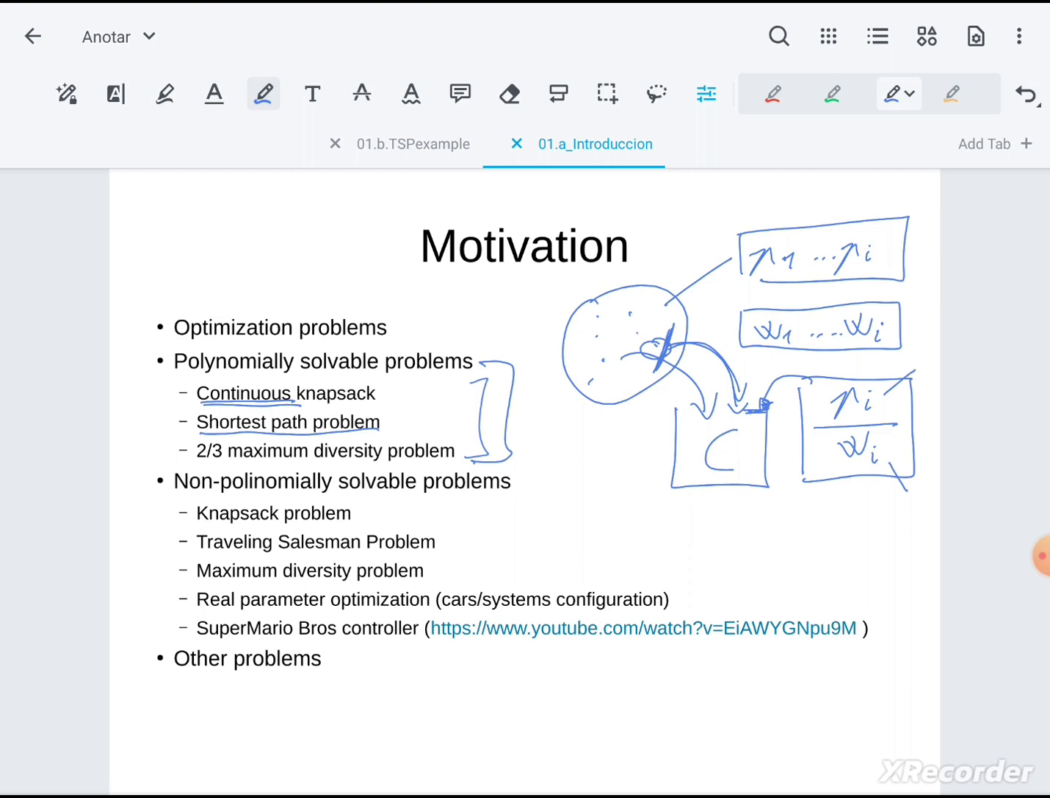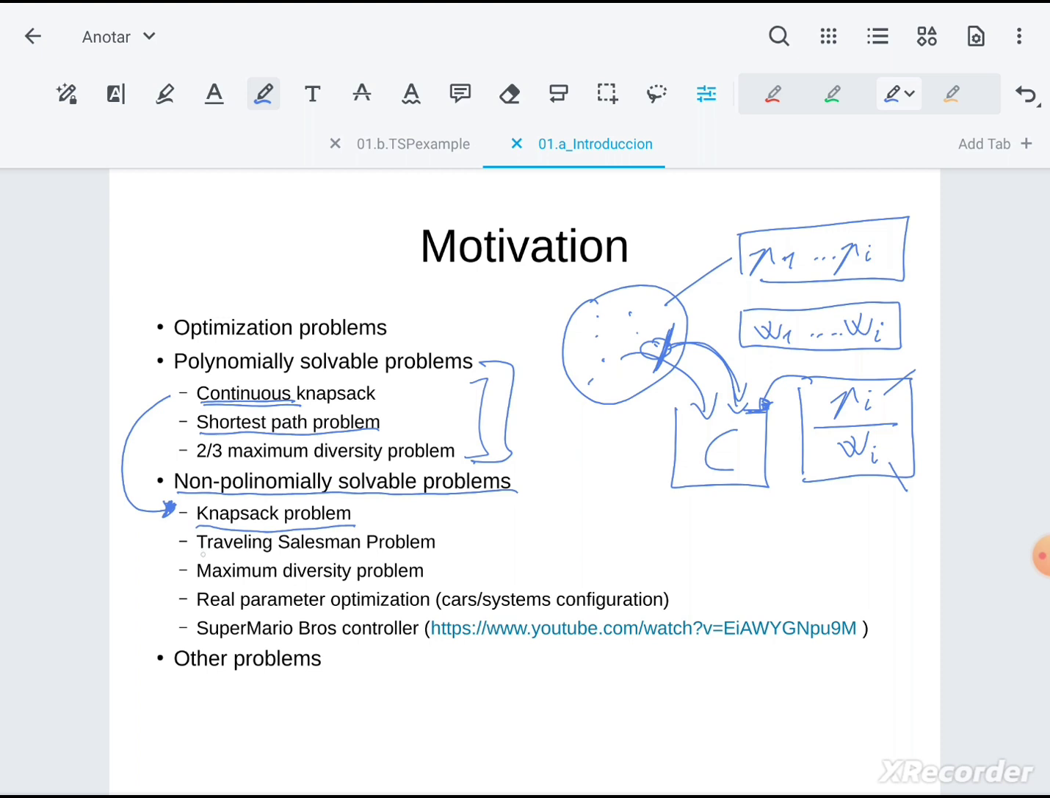But if you are not allowed to split objects, then you move to a non-polynomially solvable problem, another problem for which there is no polynomial time algorithm that provides you with the optimal solution.